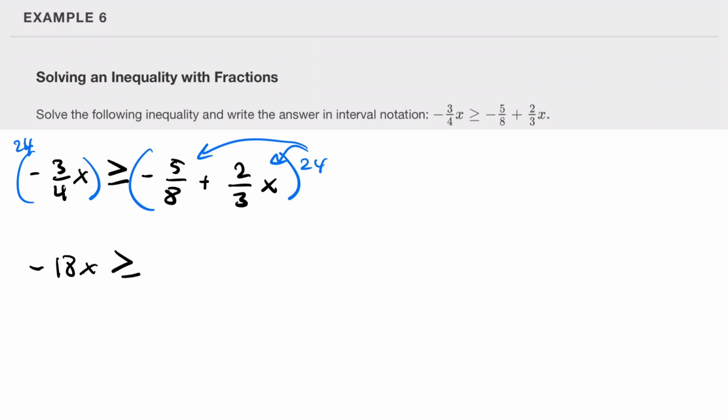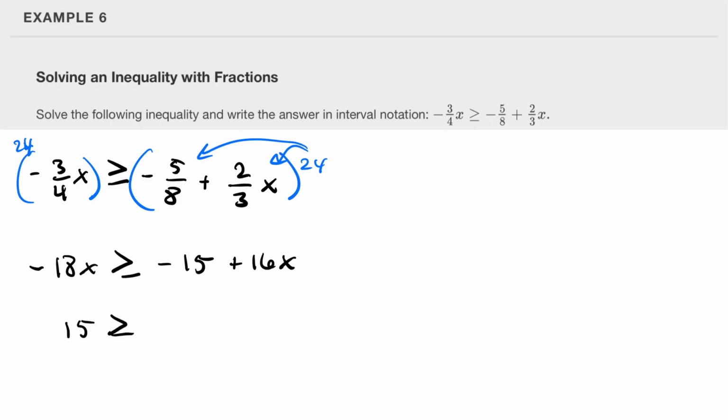For the first term, 24 divided by 8 is 3, times 5 is going to be 15. 24 divided by 3 is 8, times 2 is 16x. Okay, so we at least cleared out our fractions. I'm going to add 18x to both sides and add 15 to both sides. So if I add 15, it'll be here. If I add 18, 14, so I think that's 28, it must be 34.